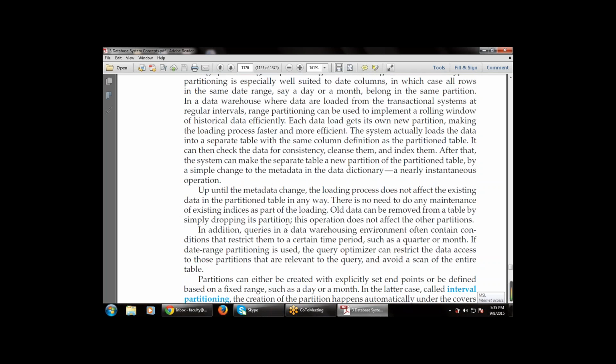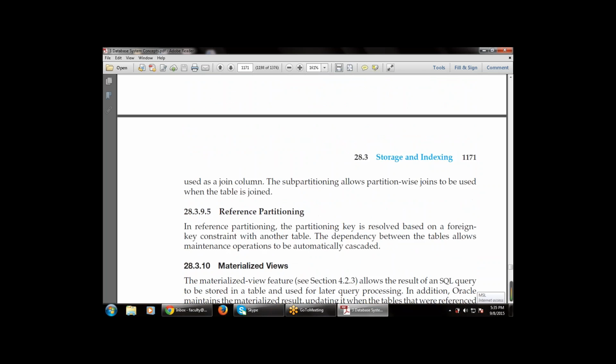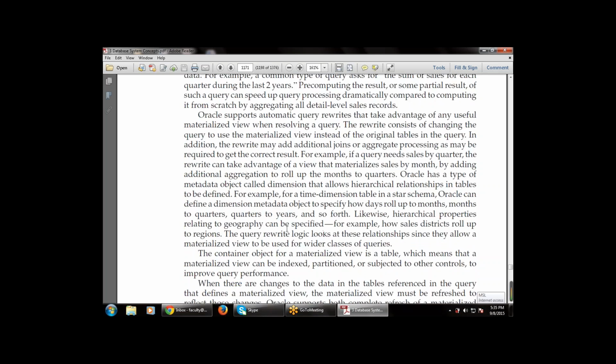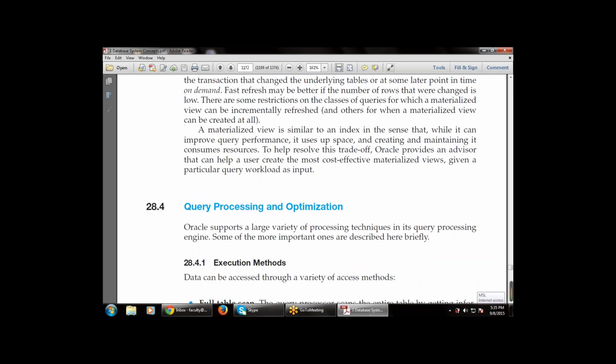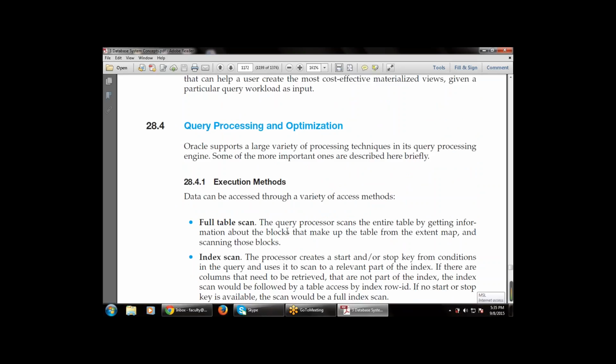Then next is range partitioning. These are the various partitioning techniques. Then query processing and optimization, that is the same concept.